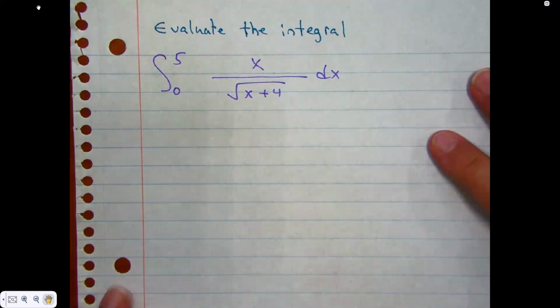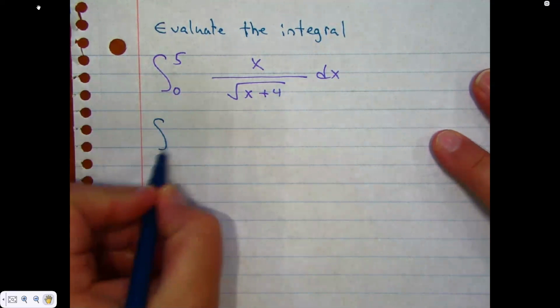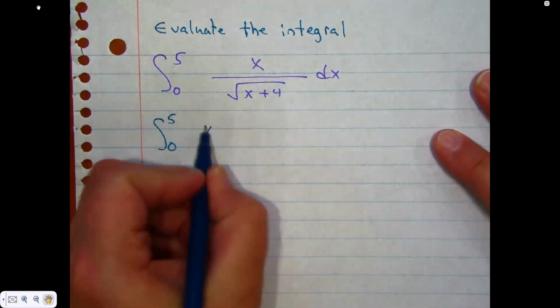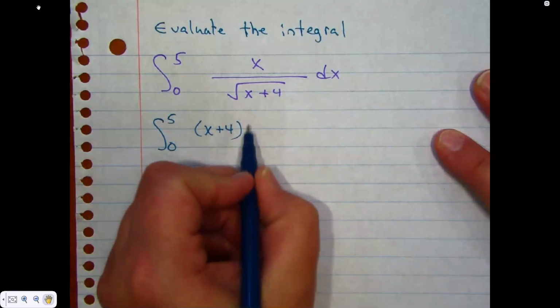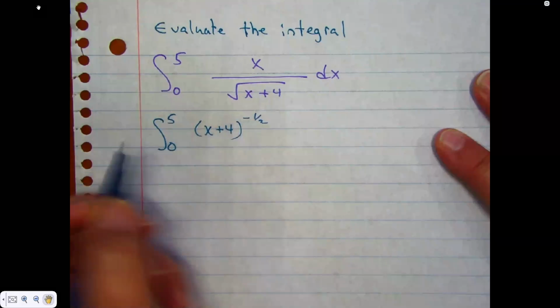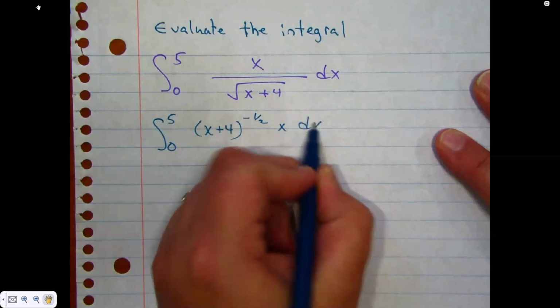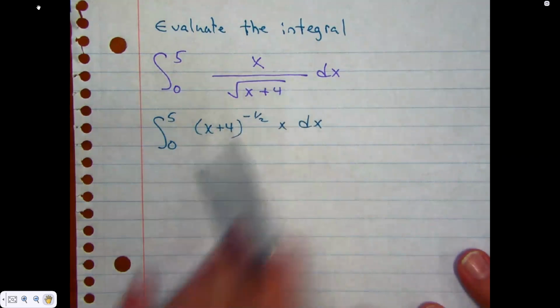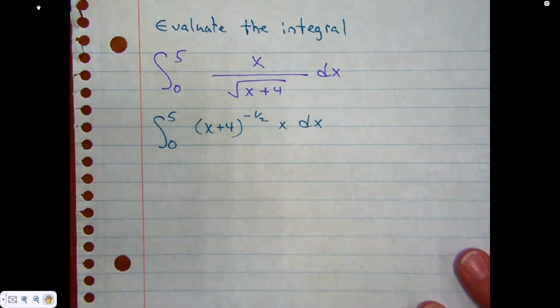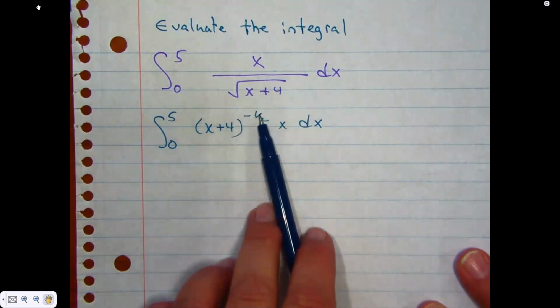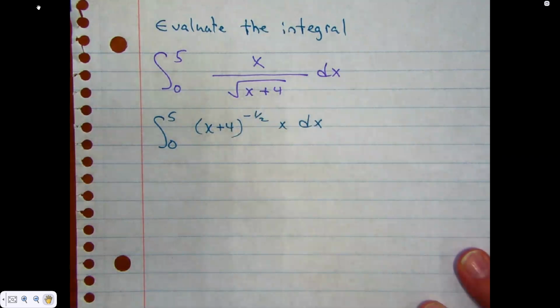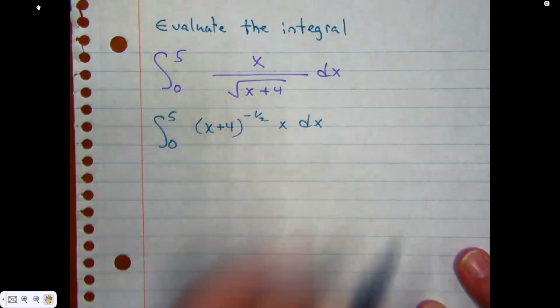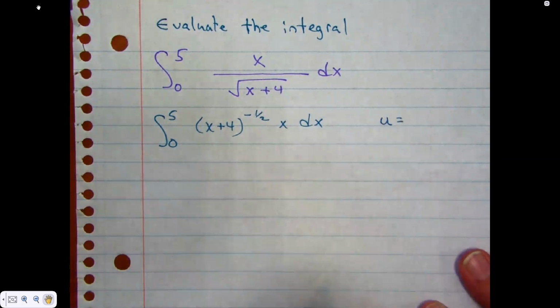We also could, if we wanted to rewrite this, we could rewrite this as x plus 4 to the -1/2, and then x and dx. If that helps to look at it that way, I think it looks like a totally different problem, and yet they say the exact same thing. Remember, square root means 1/2, and if it's on the bottom, you bring it to the top, making it negative. Okay, then we still have to identify what is the u.